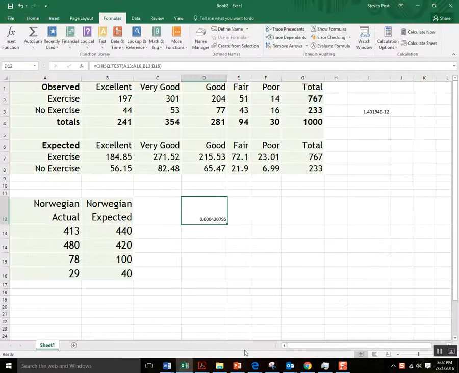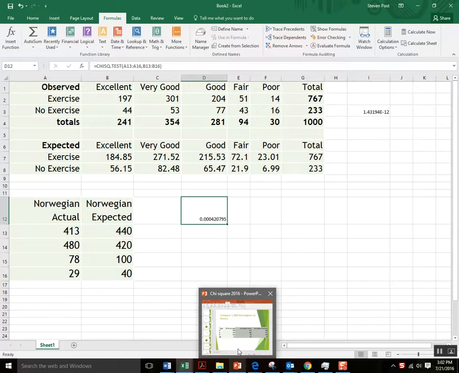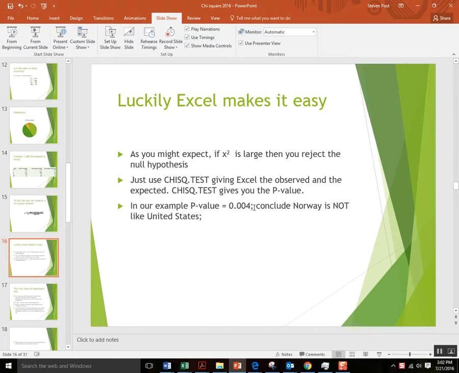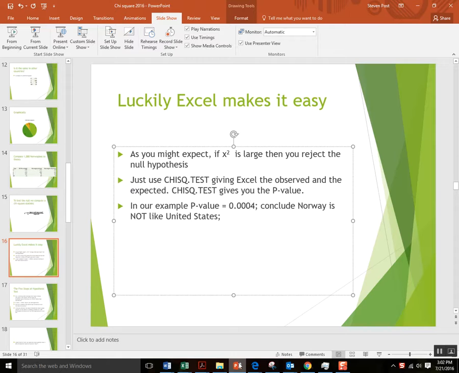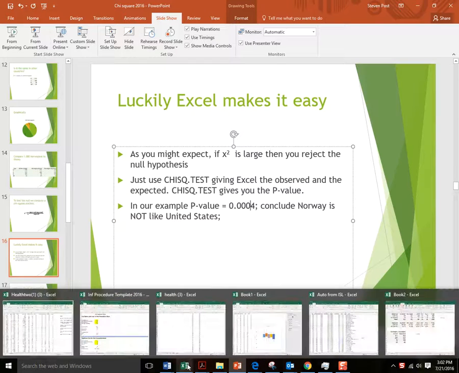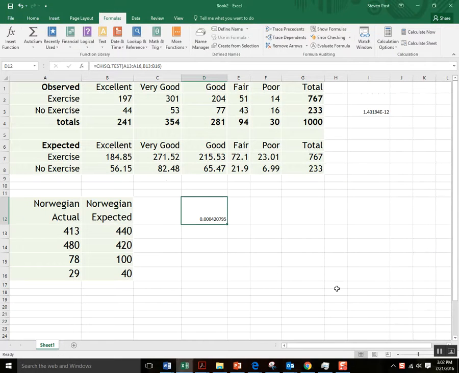I'm thinking that I lost a 0 in my PowerPoint. Let's just go back and check. Yes, I did. So it's not just 0.4%, it's 0.04%. So that's even smaller. So, good thing to have checked. Okay, so that's how we do chi-square with Excel, and that's the concept of chi-square. You have categorical data, you look at what you observe, what you expected, and see how far apart they are. And that's the end.